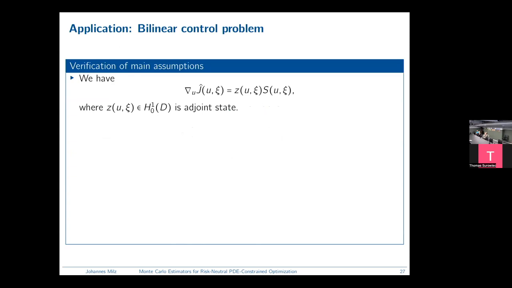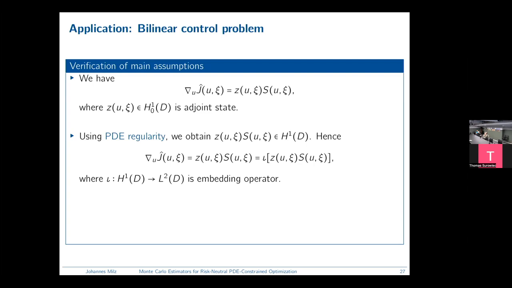Okay, so here we also can compute gradients, and it's a little bit more involved than for the semilinear case. Here we have as a gradient the product of an adjoint state and a solution operator. And we have imposed strong conditions on the random diffusion coefficient as for the earlier problems. So we know that this product, the product of the adjoint state and the PDE solution, is actually in H1. This is why we can write the gradient as an evaluation of iota times this product. And iota is the embedding operator from H1 to L2.